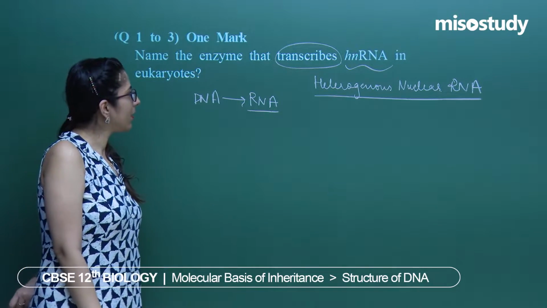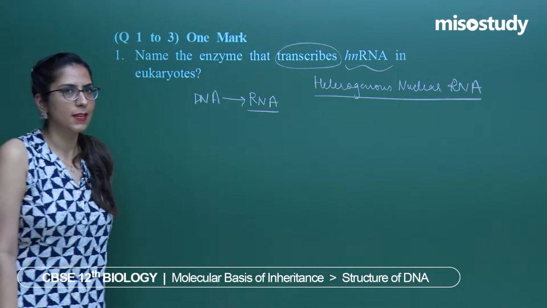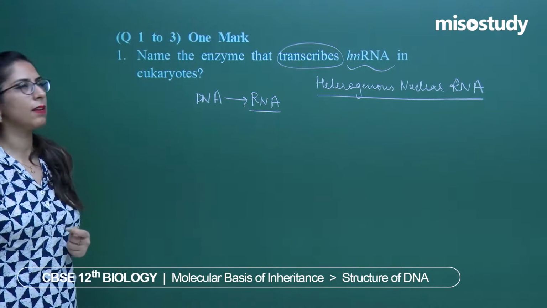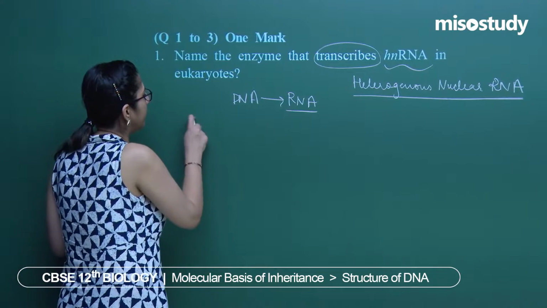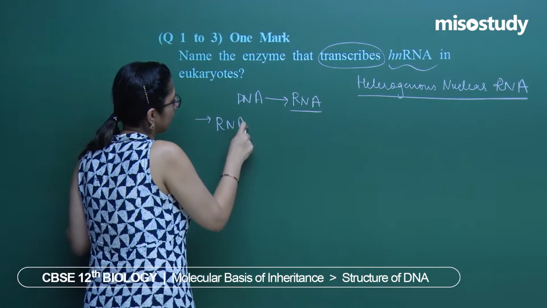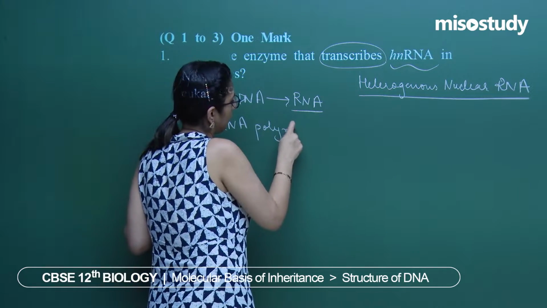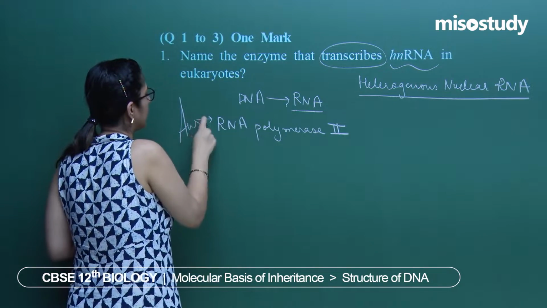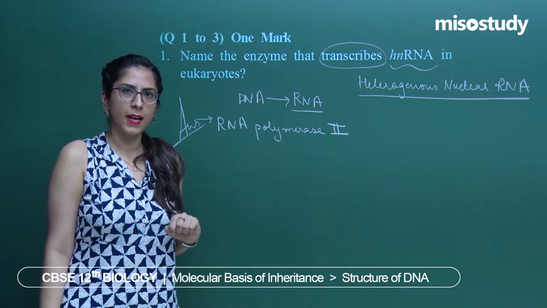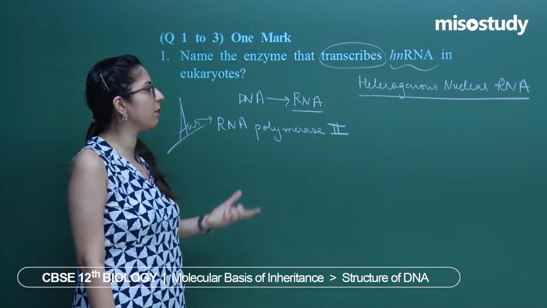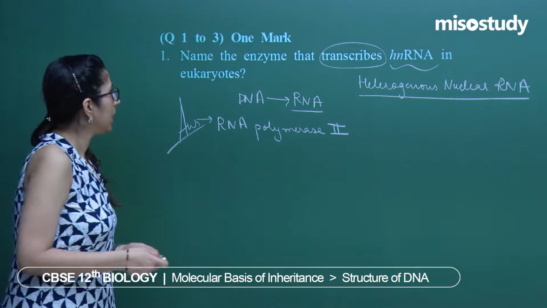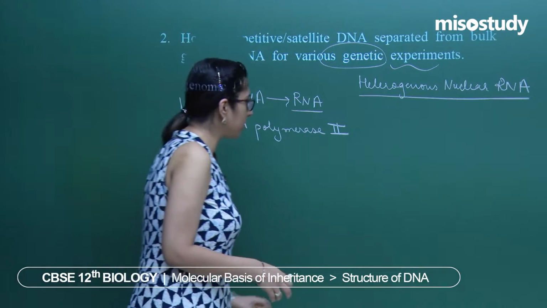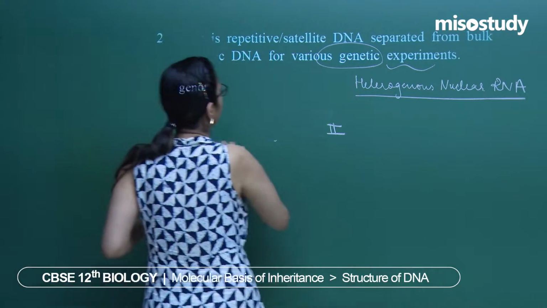So whenever this transcription happens, the enzyme required is called RNA polymerase. Because we are discussing the eukaryotes, the major enzyme which transcribes is called RNA polymerase 2. So this is the correct answer for question number 1, right? This is how you have to attempt. If you write RNA polymerase 2, you will get a complete 1 mark. Now let's move on to the next question, question number 2. So just read this question by the time that we prepare this board.